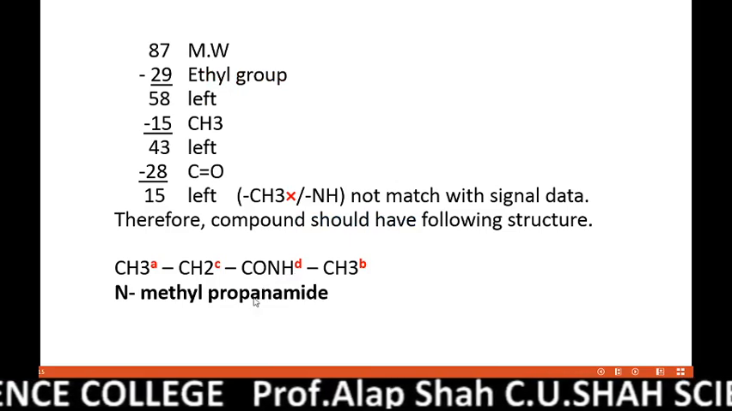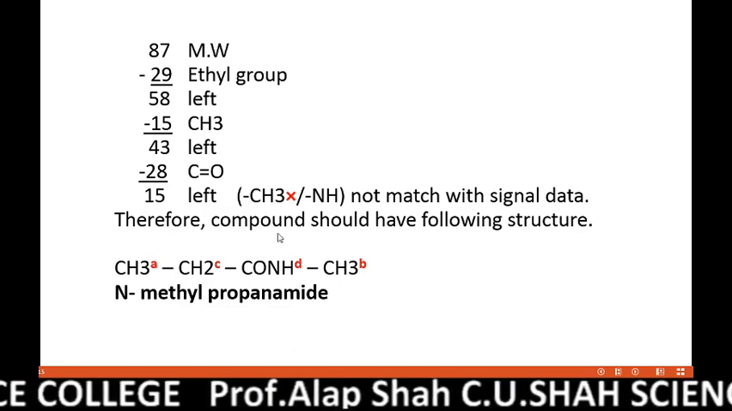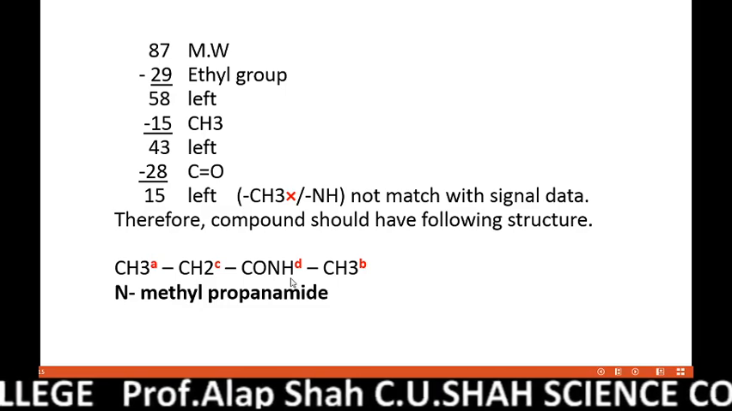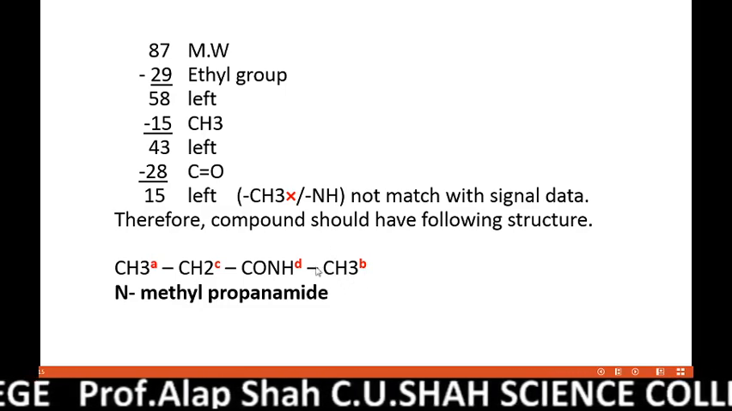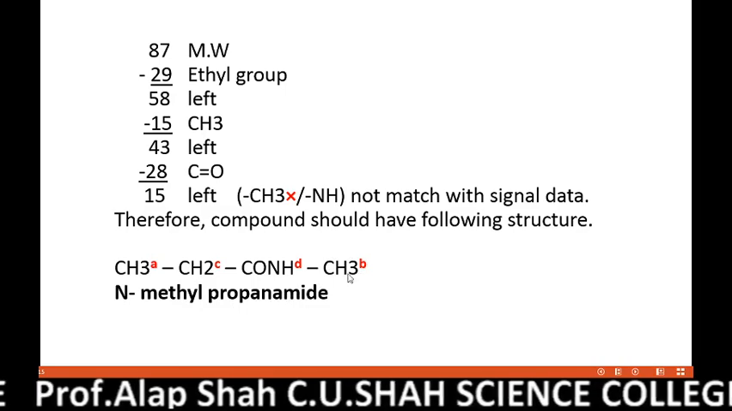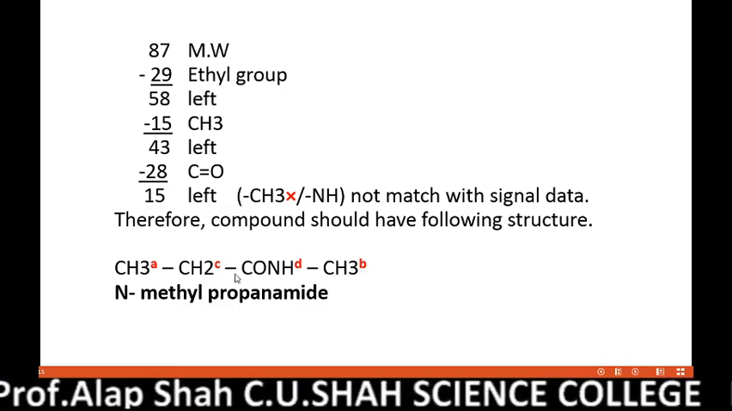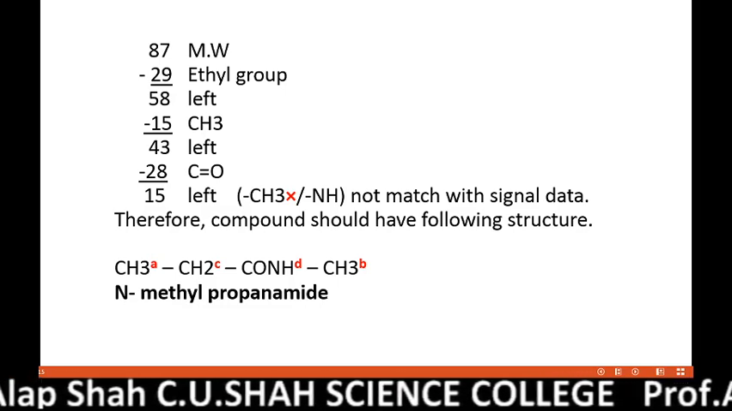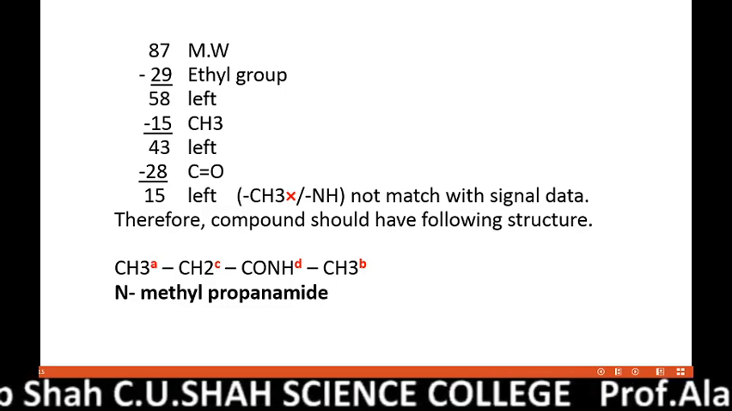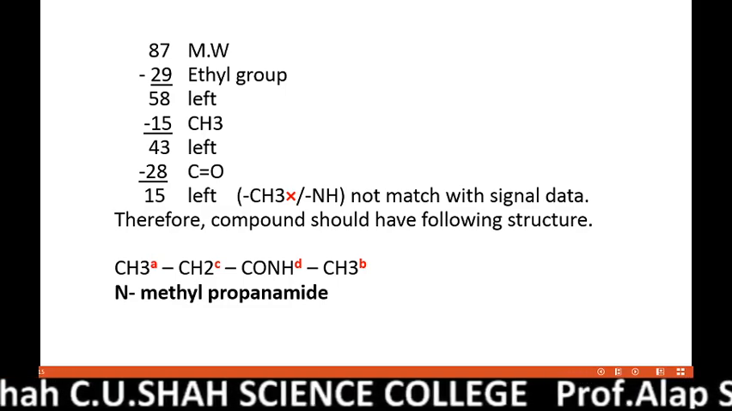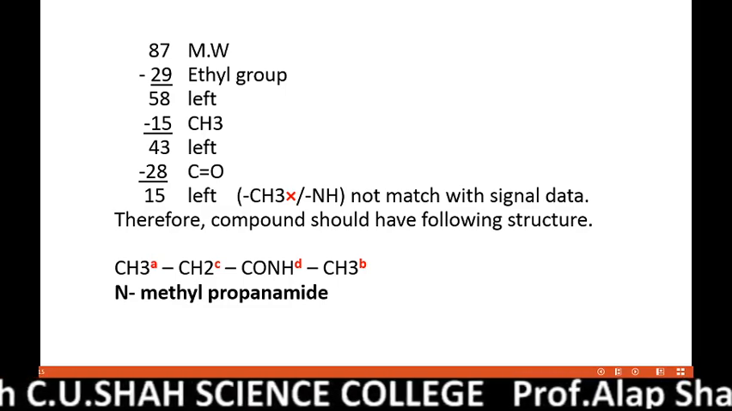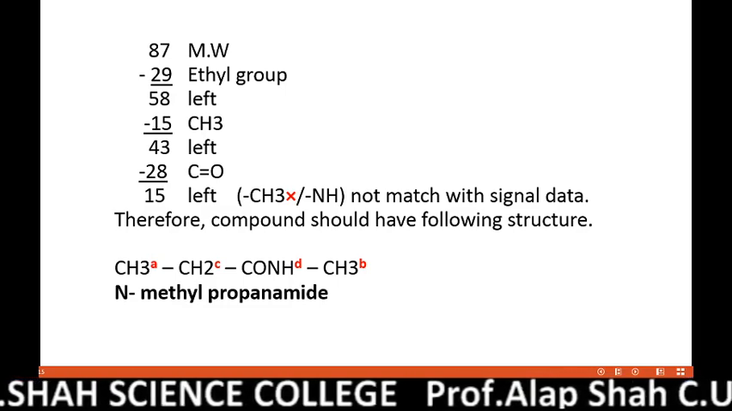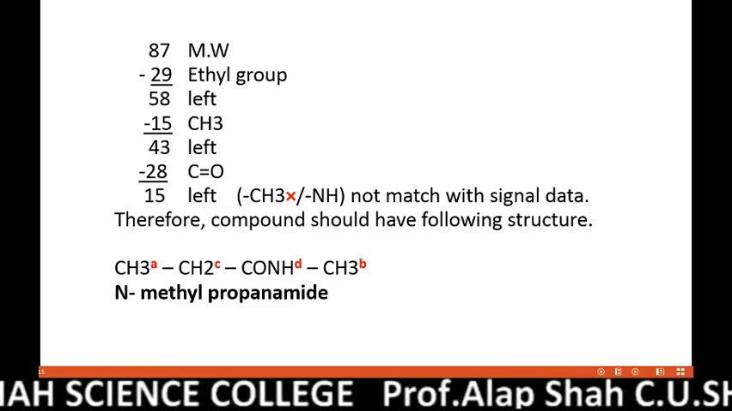The name of this compound: if it were CONH2, we could say it is an amide group. One of its hydrogens is displaced by a methyl group, so we can say that this is N-methyl propanamide. Sometimes more than one kind of isomer is possible. So always after arriving at the structural formula, one should check whether it satisfies or justifies the given data or not. I hope that you understand this problem.